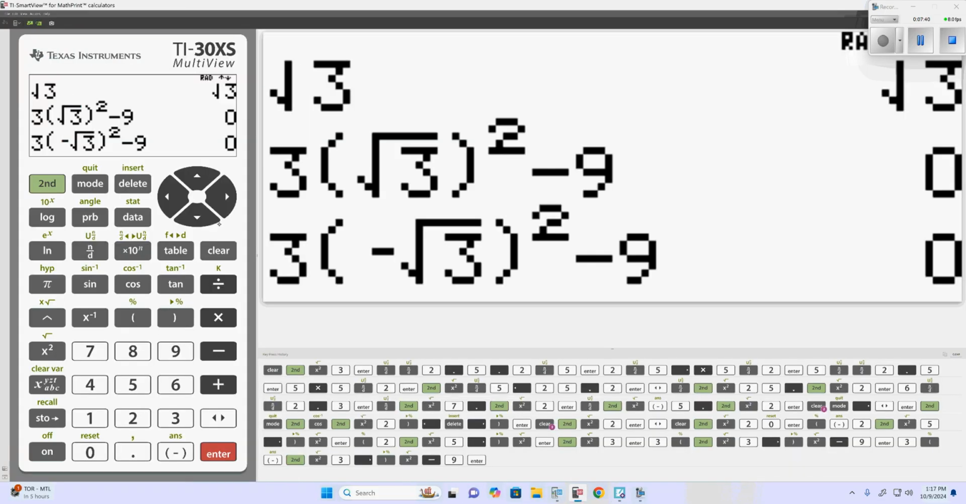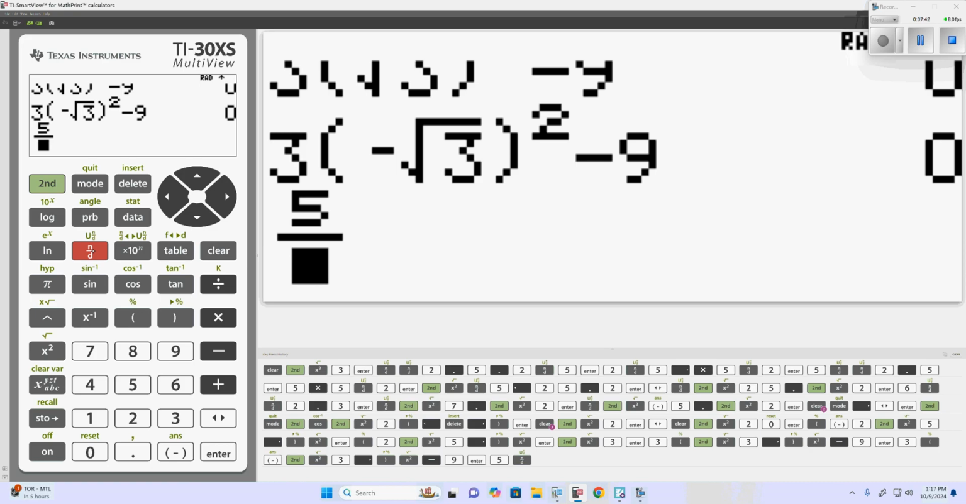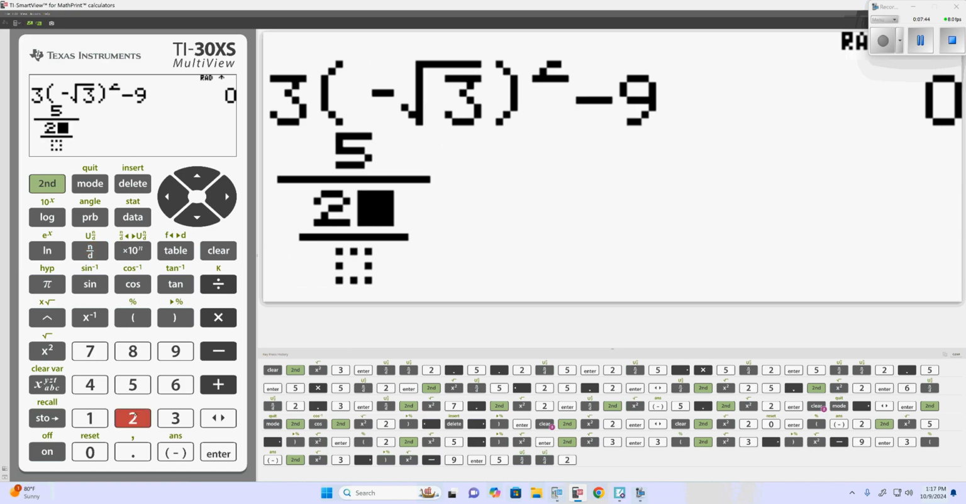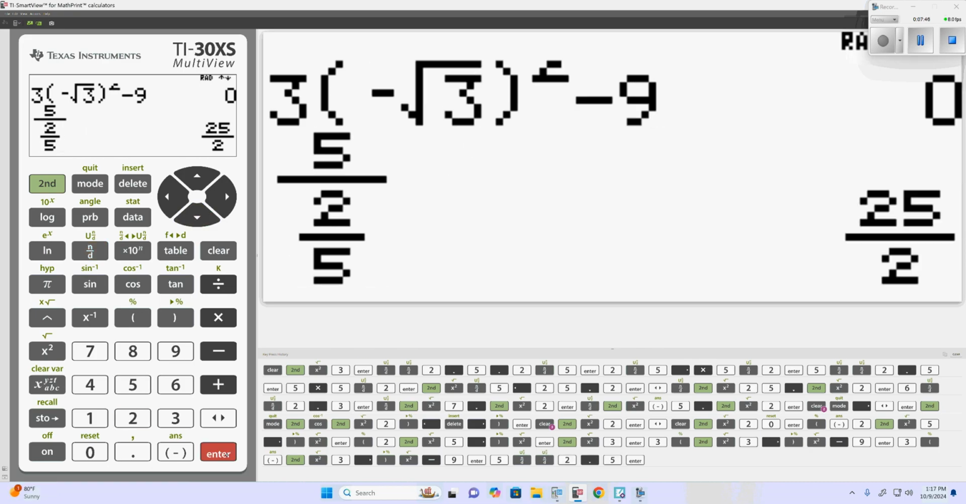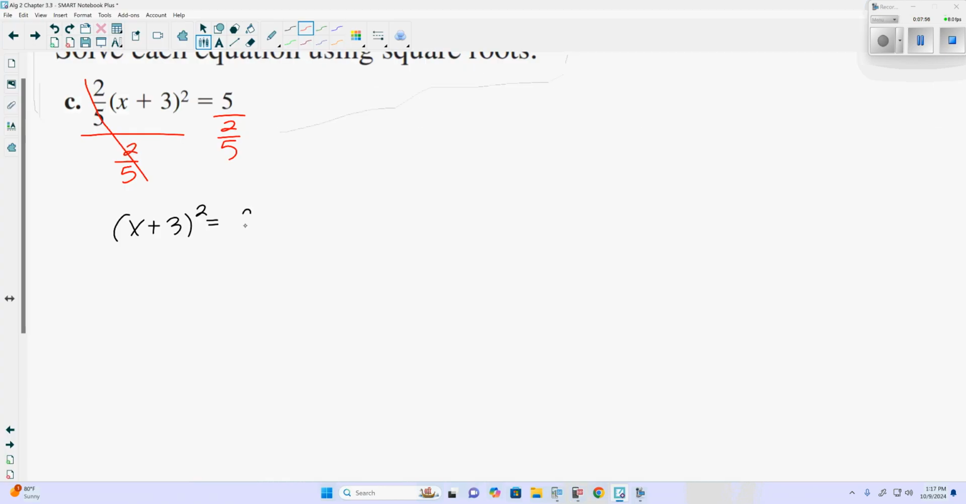On the other side, we have 5 over 2/5. And 5 divided by 2/5 is 25 over 2. Questions on this so far? Questions on anything we've done so far?